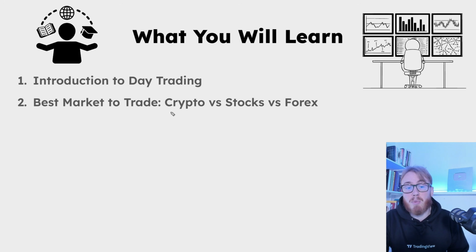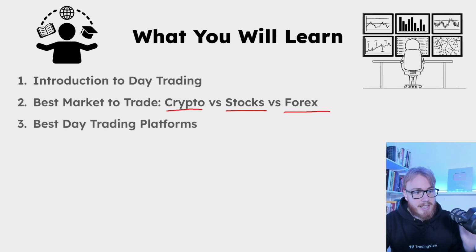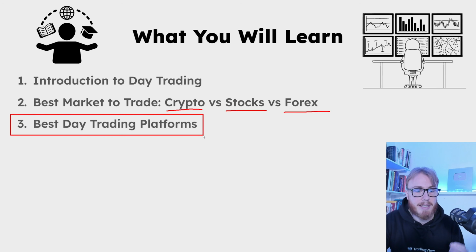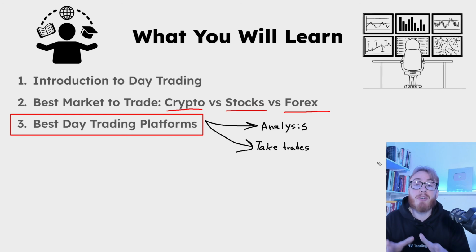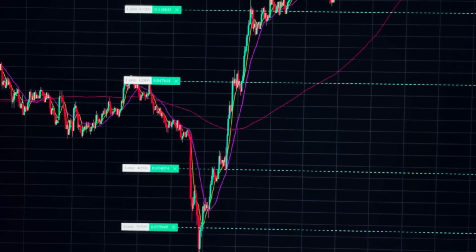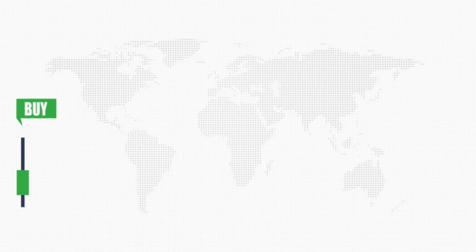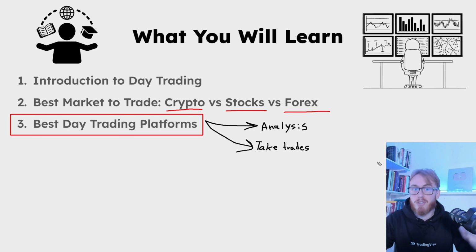And some of the markets we will cover here is crypto or cryptocurrency. We will cover stocks as well as forex. In chapter 3, we are ready to take a look at the best day trading platforms. Because in order to day trade, you basically need two things. First of all, you need a platform where you do your analysis, but you also need a platform where you take your trades. So in chapter 3, we will take a look at both analysis platforms, but also platforms where you can buy and sell, for example, crypto, stocks, and forex.